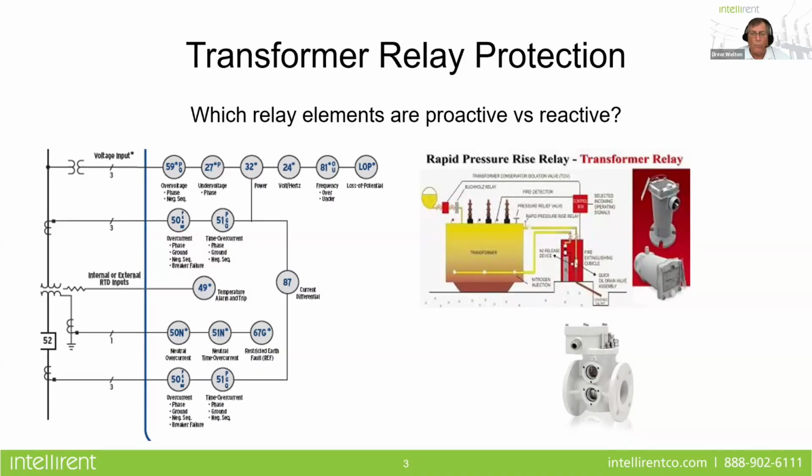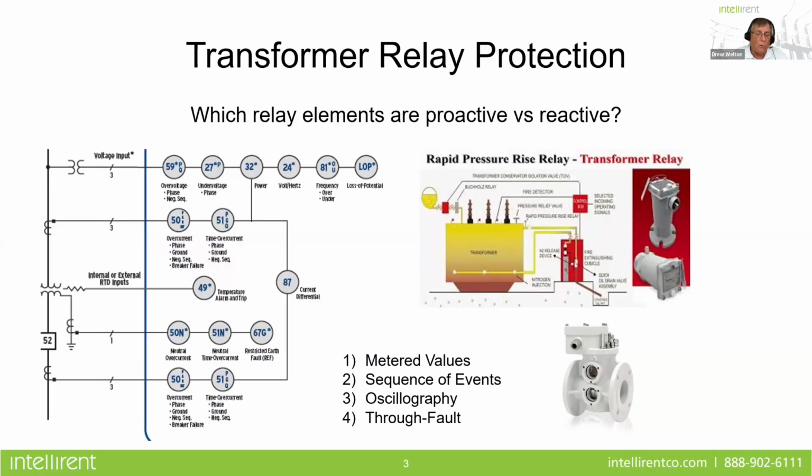But along with these protective elements, you have other things in the protective relay system of your transformer that can help as well. You always have the ability to look at metered values on the secondary side. In terms of having an event that actually happens, you have a sequence of events monitor that shows you the sequence of all the elements that may have reacted. Then you have your oscillography, which is important. But the one thing that people seem to overlook a lot is the capability of your protective relay system to monitor through faults.